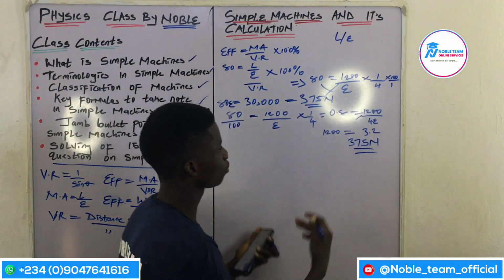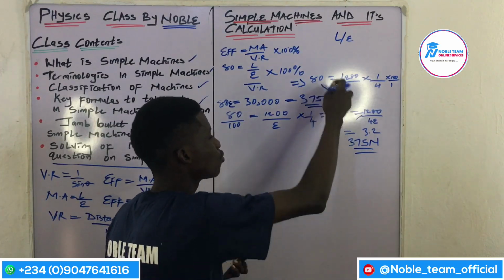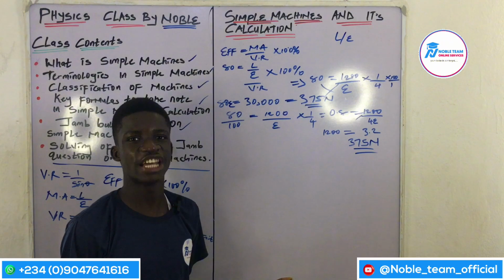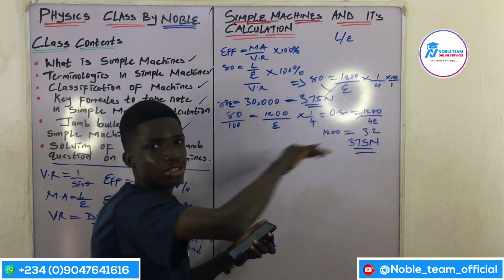So I just choose to go with this particular method, because I just look at the percentage. Once it's 75% efficiency, just know it is 0.75. Just don't stress yourself going through the long one.